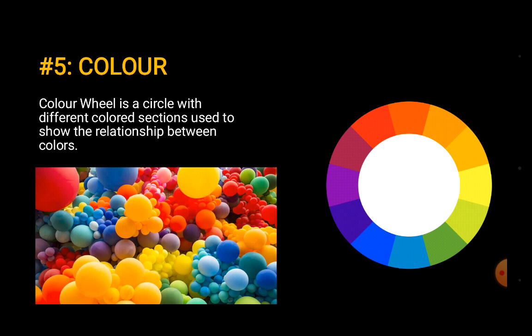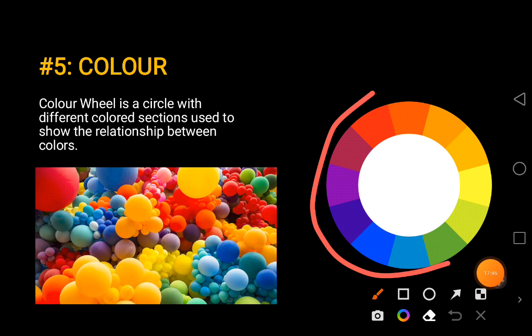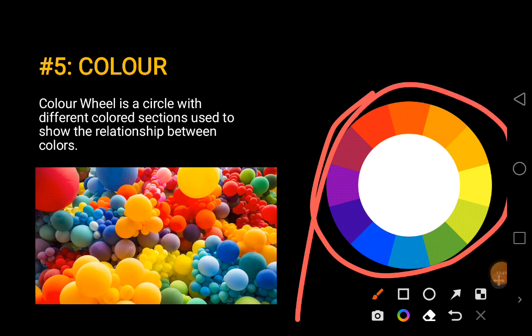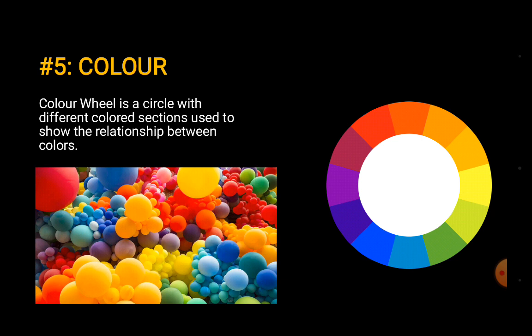So we have what we call color wheel. This is color wheel. What's color wheel? Color wheel is just a circle with different colored sections used to show the relationship between colors. So when we're talking about colors, we'll be talking more about this.